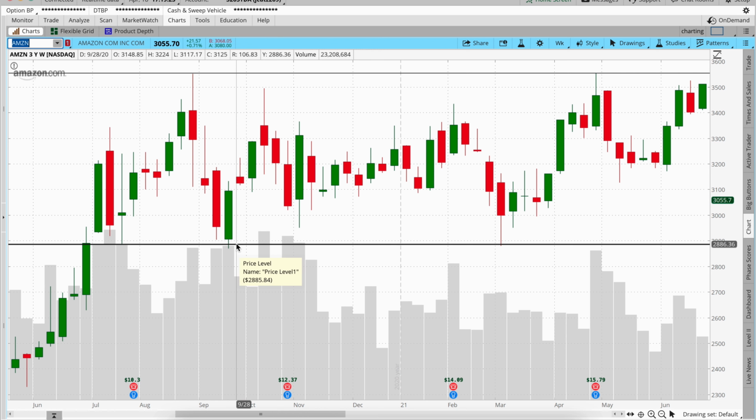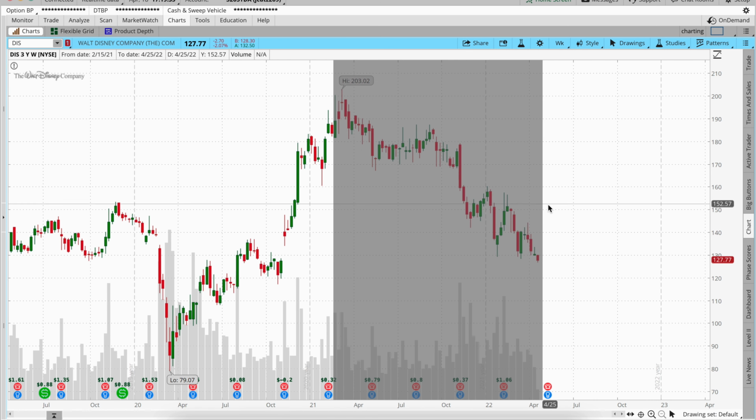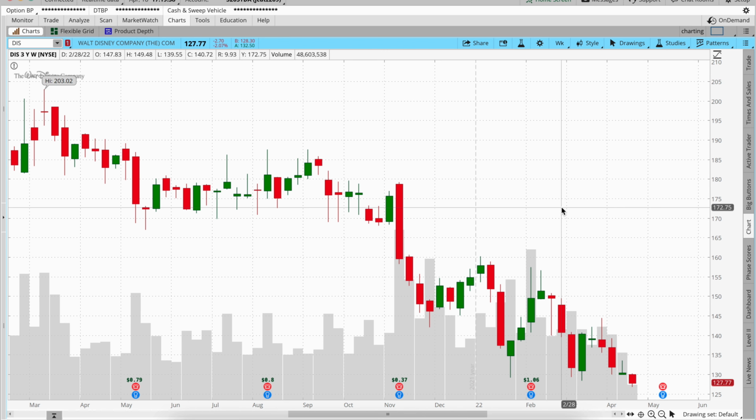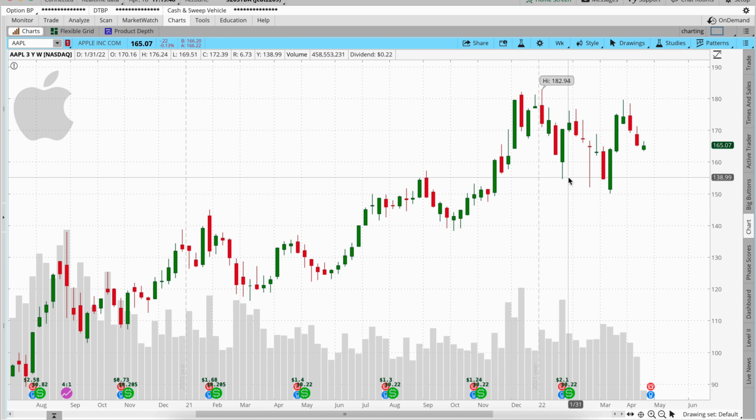So just remember, a range is something that's stuck in between two zones and not uptrending or downtrending, so the price is moving sideways mainly on the stock. A downtrend would be when the price is continuing to push lower, and an uptrend is where the price is continuing to push higher, like this one.